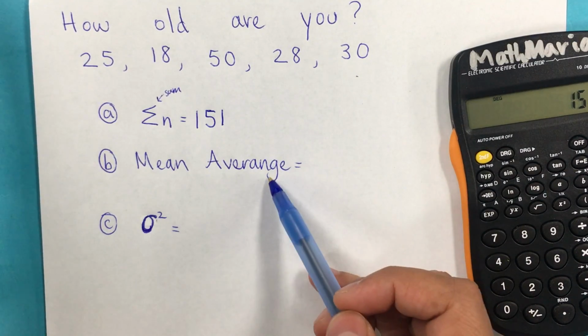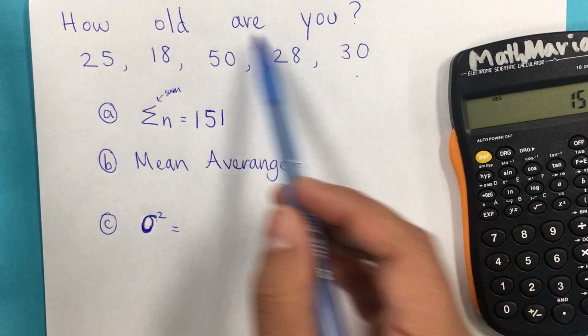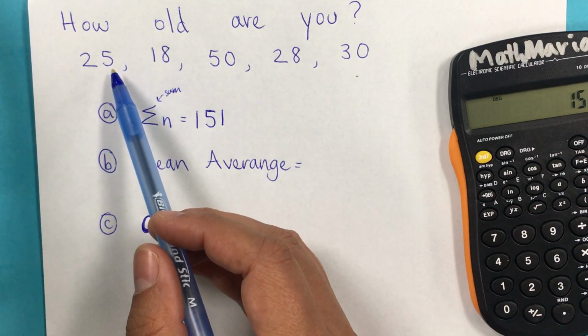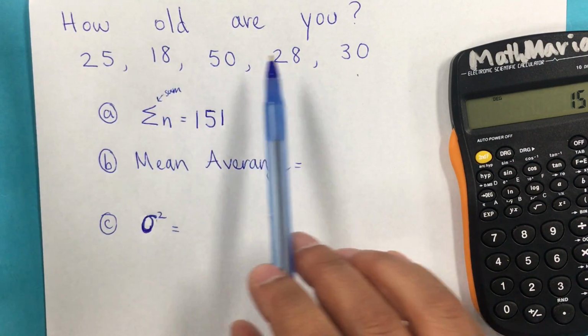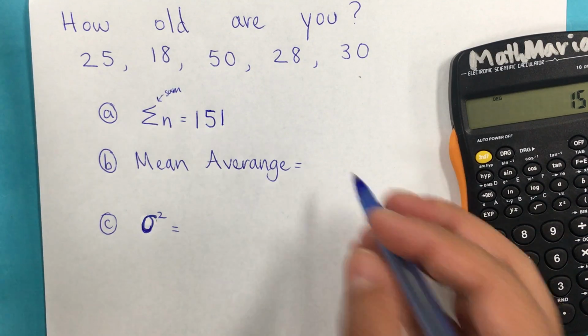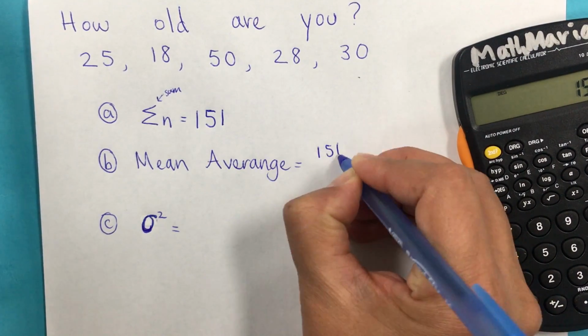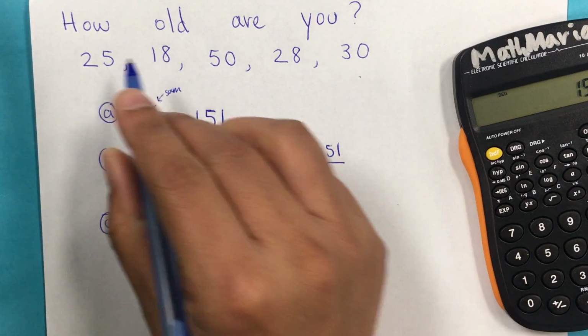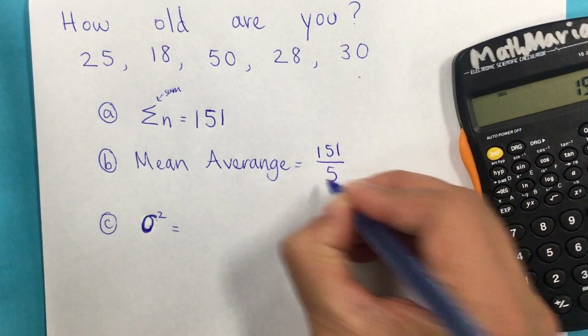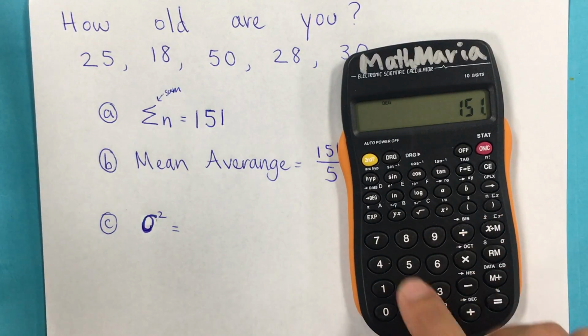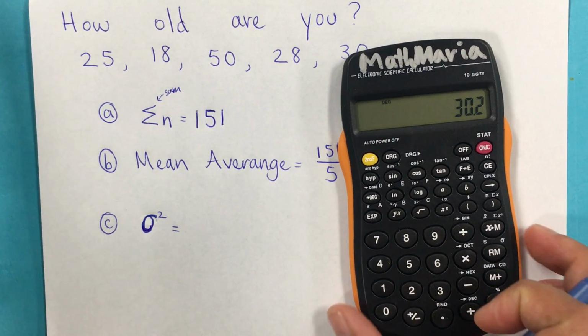To find the mean average is the addition of these items and then divided by the number of items in the data set. So it's going to be 151 divided by 5, since there are 5 of them, which gives us 30.2.